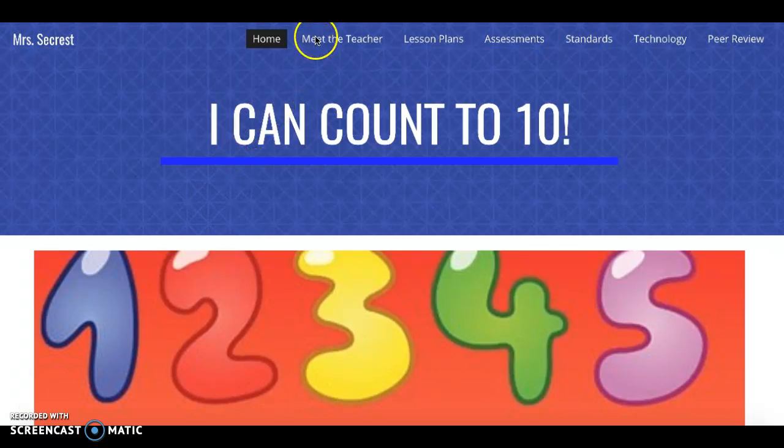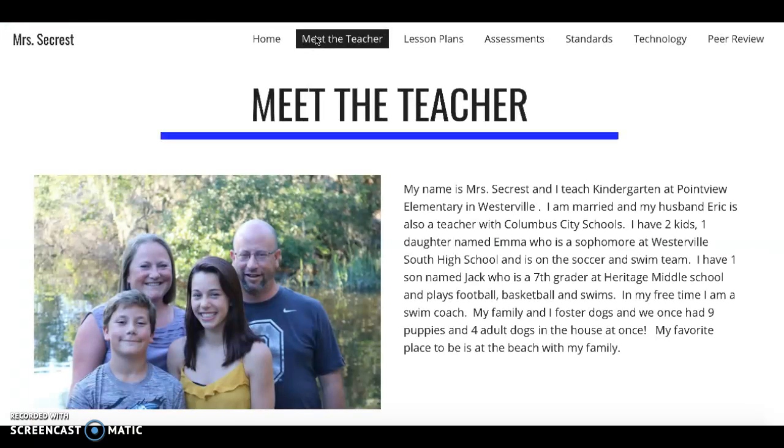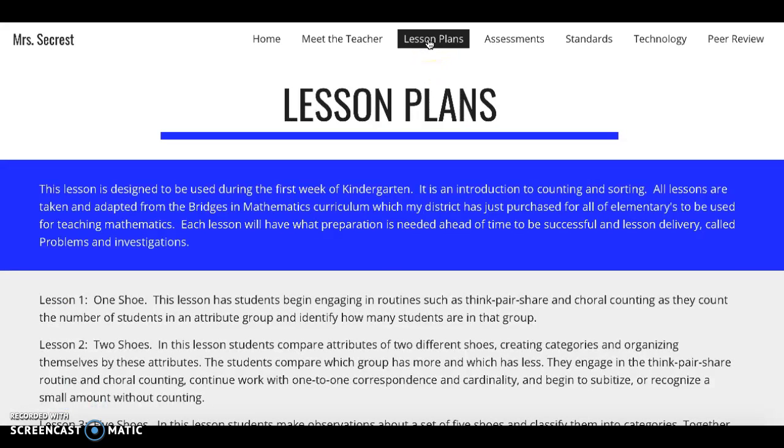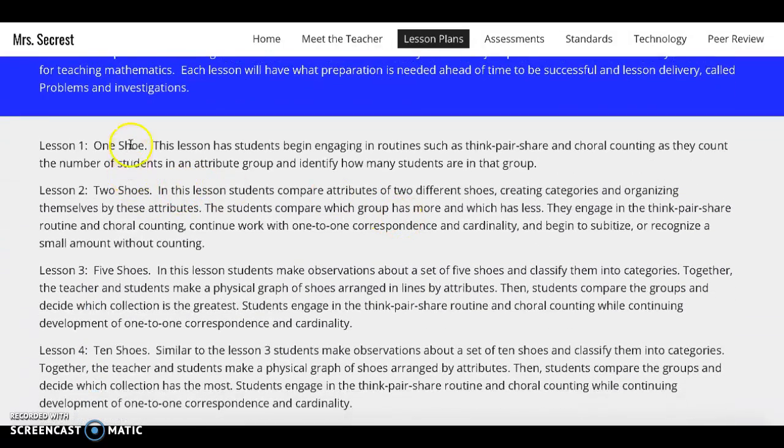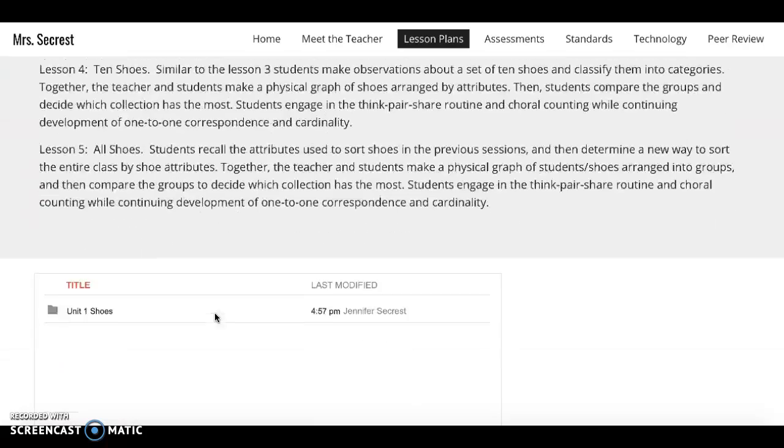So the first section then is just meet the teacher. This is just a quick picture of my family and a quick synopsis of about me as listed. Then it gets into the meat of the lessons and gives a quick overview of how the lessons will be, what the lessons are about. Each lesson is titled 1 shoe, 2 shoes, 5 shoes, 10 shoes, all shoes.